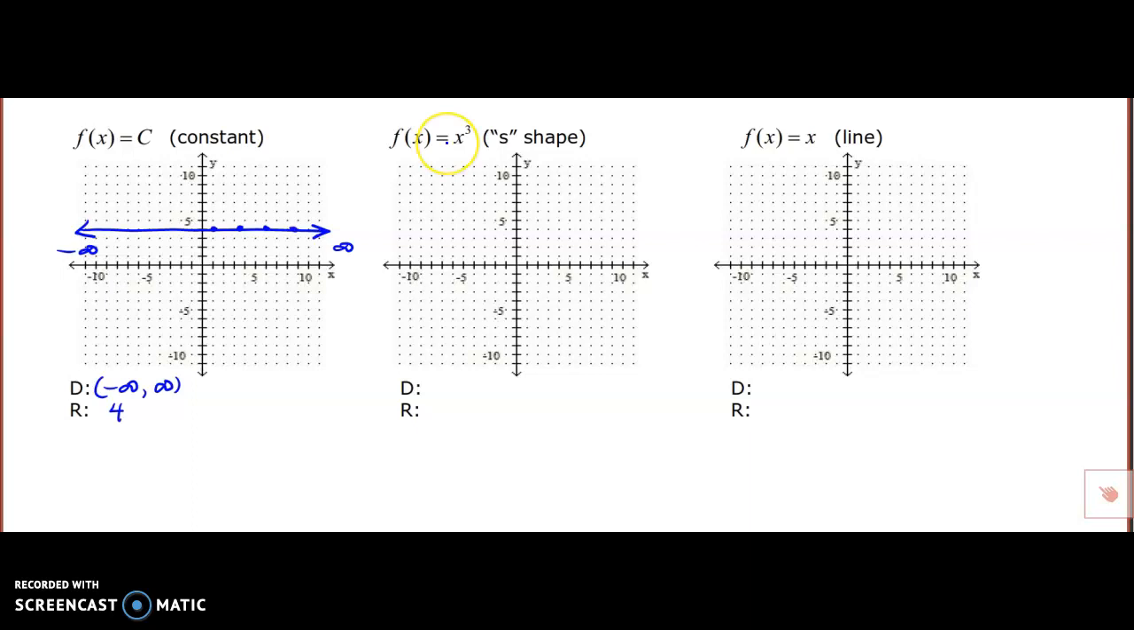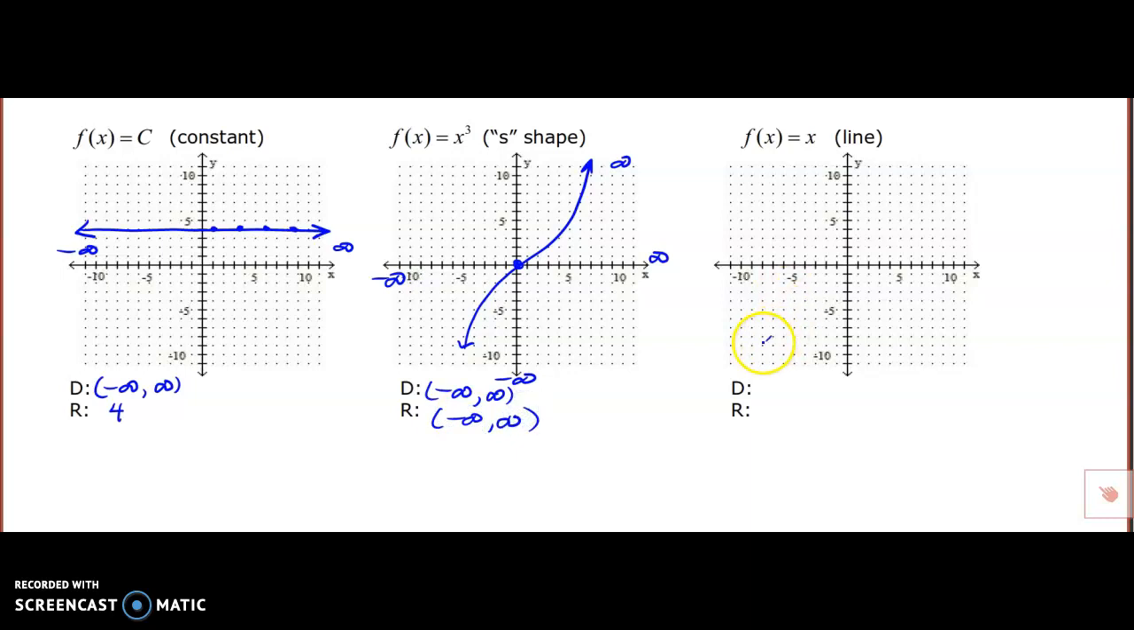Need to be familiar with the cube, the cubing shape. Looks like this, kind of this S sort of shape that runs through quadrant 1 and 3, centered at 0, 0. And because of these arrows, I'm going to negative and positive infinity in all directions. So the domain is negative to positive infinity, range negative infinity to positive infinity.